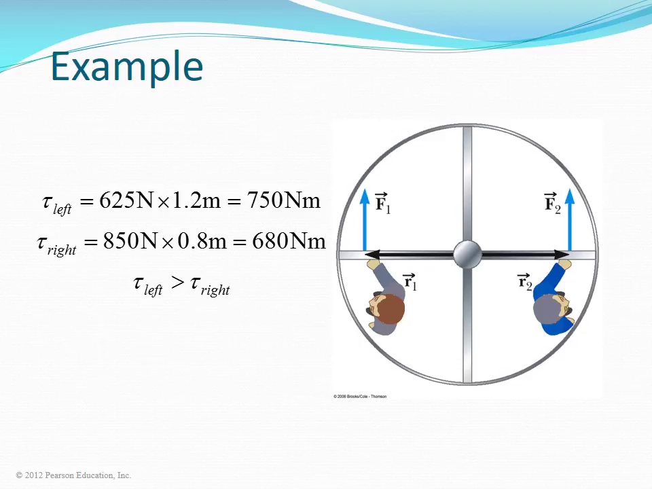The torque on the left is due to the man on the left and is equal to 750 Newton meters. The man on the right produces a torque of 680 Newton meters. Since the torque on the left is greater than the torque on the right, the man on the left wins and the revolving door rotates clockwise.